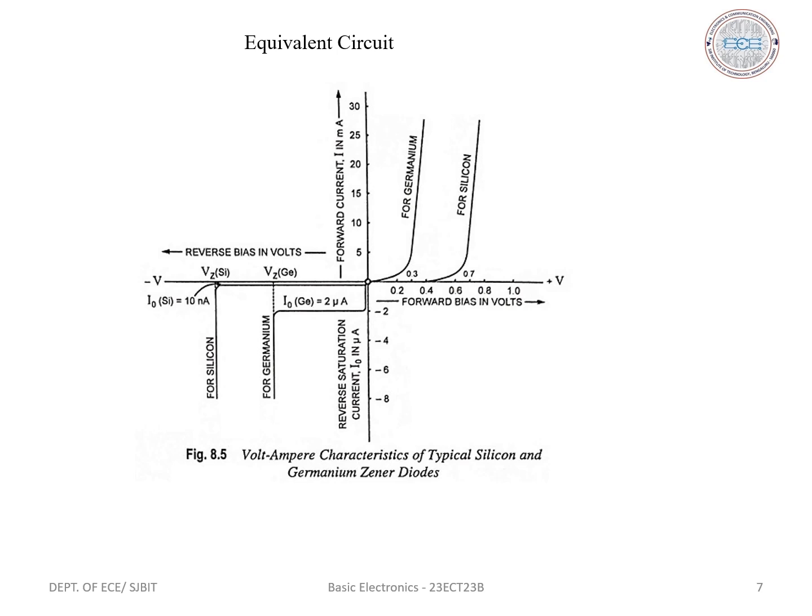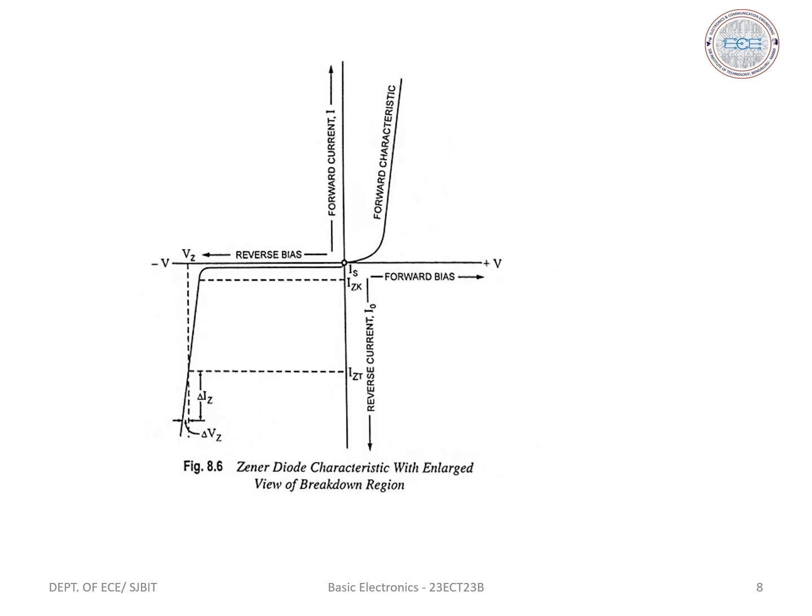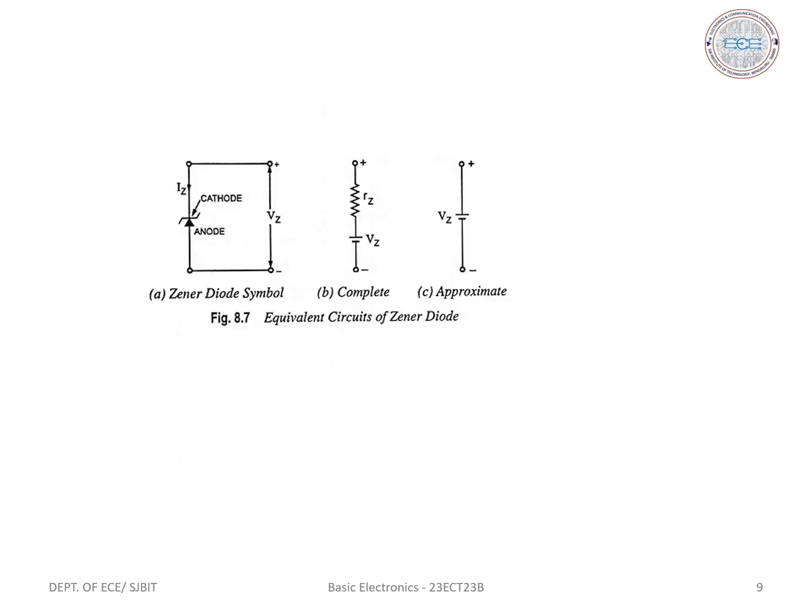So next, this is also the Zener characteristics with an enlarged view of the breakdown voltage. Next we have the equivalent circuit or symbol of a Zener diode. The equivalent circuit of a Zener diode, when it is operating in the Zener region of the reverse characteristics, is shown in the figure. The figure shows that the Zener diode is equivalent to a series combination of a small resistor Rz and a battery of terminal voltage Vz.